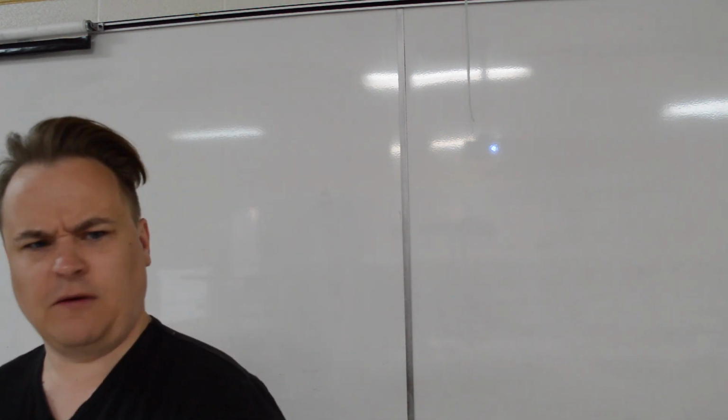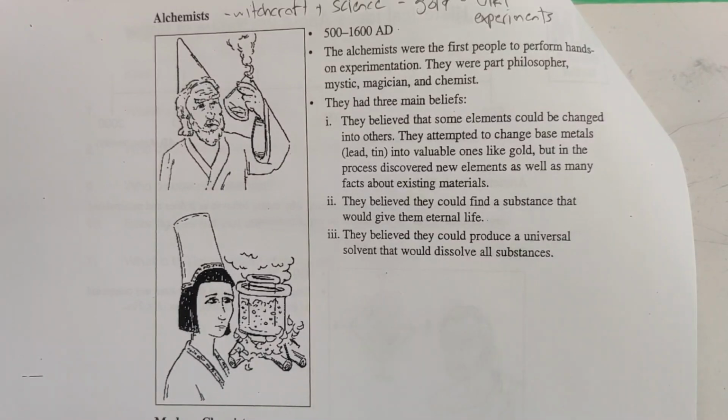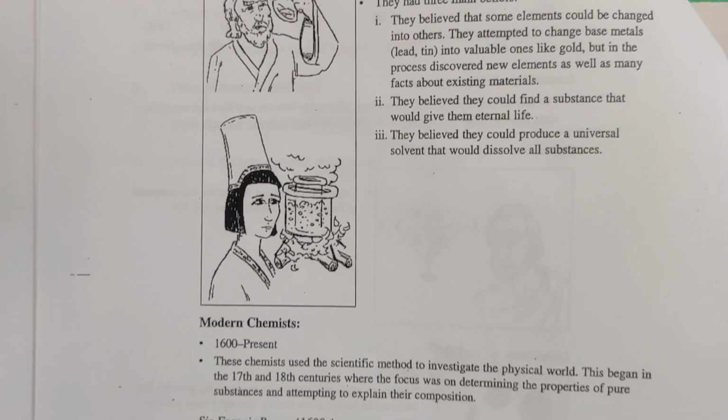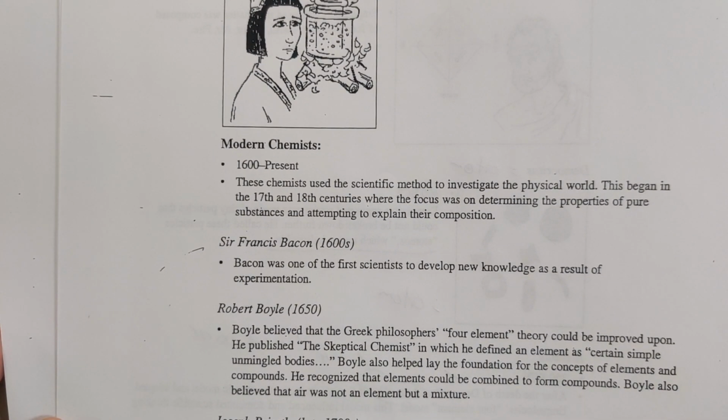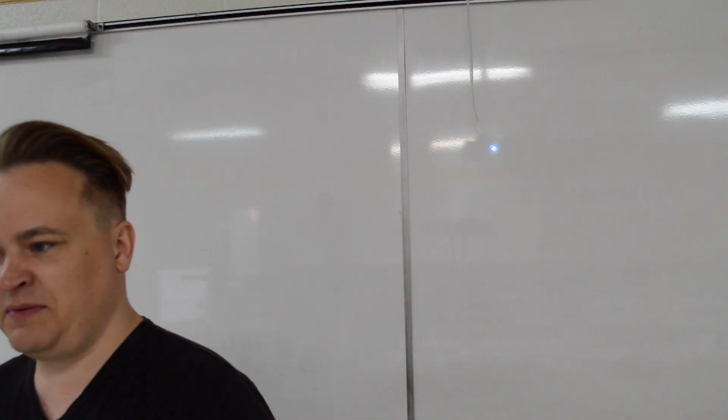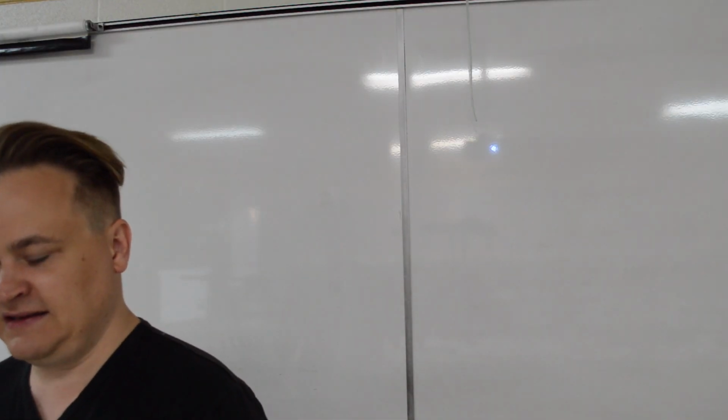We will find a substance that will make us live forever. All right, cool. They believed they could produce a universal solvent that would dissolve any substance. These people were nuts. I love it. Then we get into the more modern chemists, right? And now we're going to have a list of them. If you look at the PDF that I gave you, it's actually missing these pages. It scanned it incorrectly. But the handout that you have has it, so no worries there.